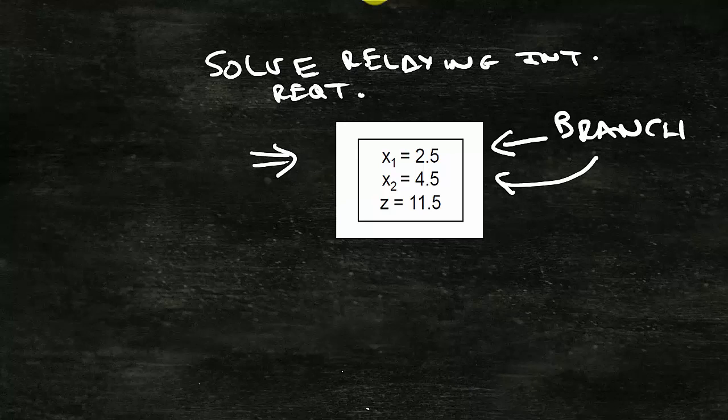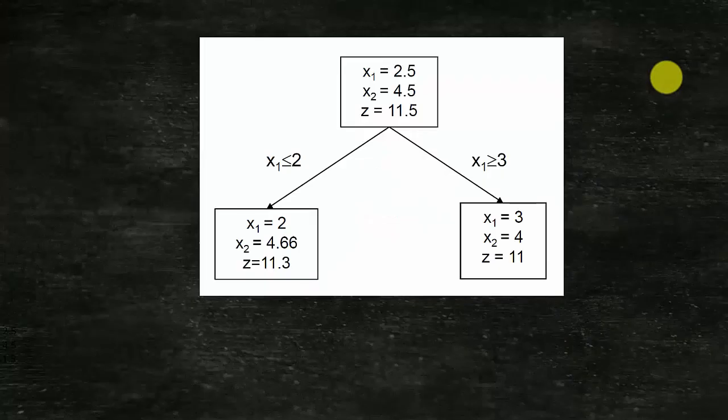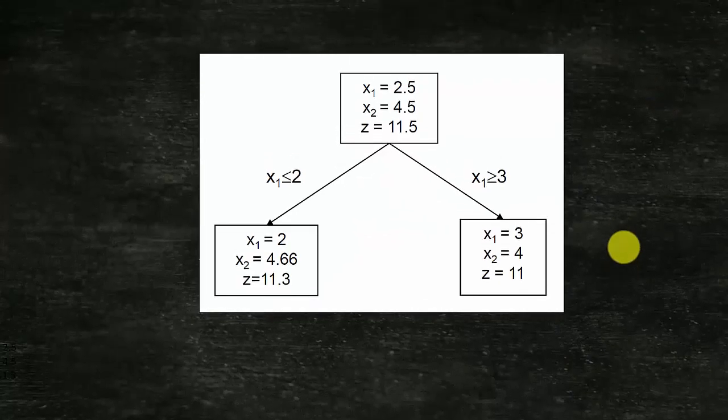So let's say that we pick the first one. We're going to branch on x1, so we're going to have to add two constraints. We take either x1 is less than or equal to 2, or x1 is greater than or equal to 3, and then we again solve the linear program with that additional constraint. And what we get is x1 is equal to 2, x2 is still not integer, 4.66, and the objective is now 11.3.